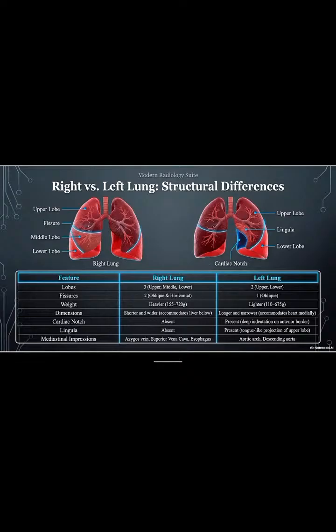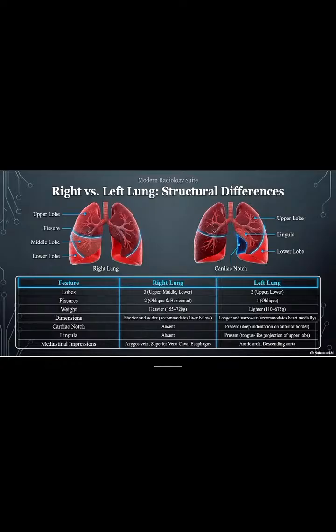Look at the cardiac notch. It is an indentation in the anterior border. Indentation here is the impression. The heart makes an impression on the left side. So there is an impression, and that impression on the anterior border of the left lung is called the cardiac notch.